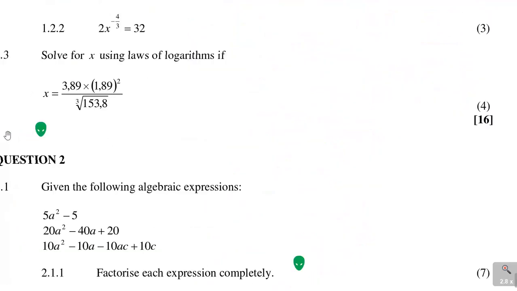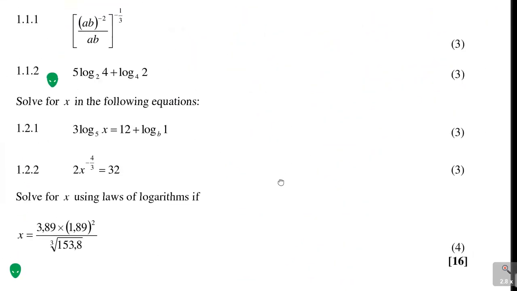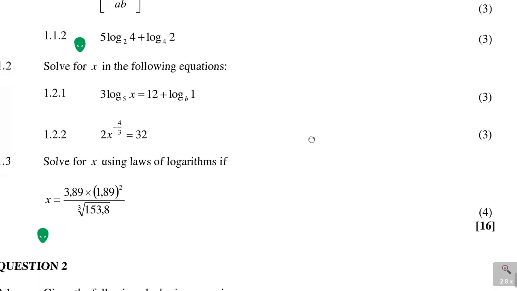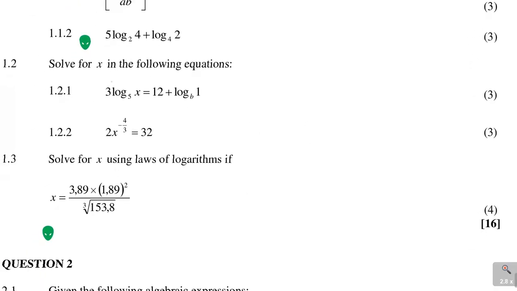Now let us look at the next question. The next question now is 1.2, and you are supposed to solve for x in the following. These are equations. Again, it's logs, and when you're solving, you have 3 log in base 5 of x is equal to 12 plus log in base b of 1.